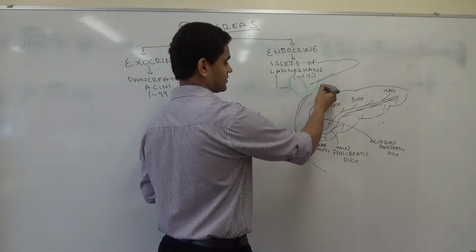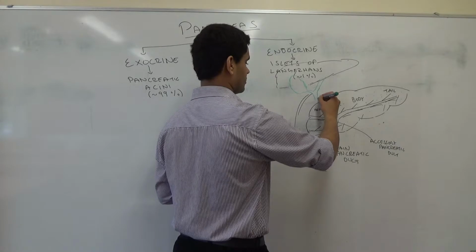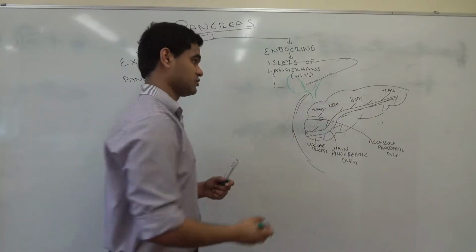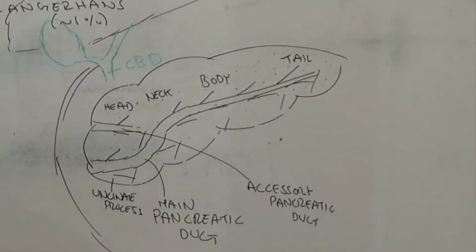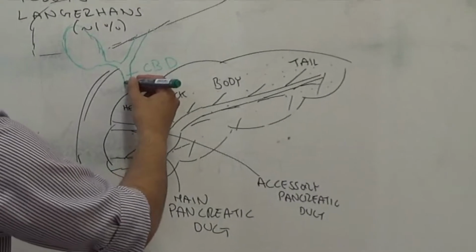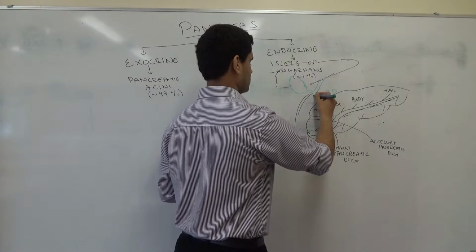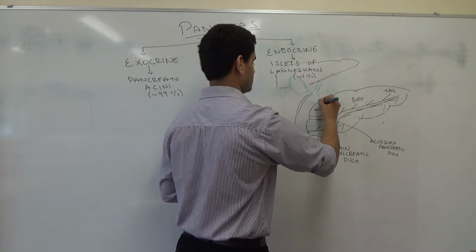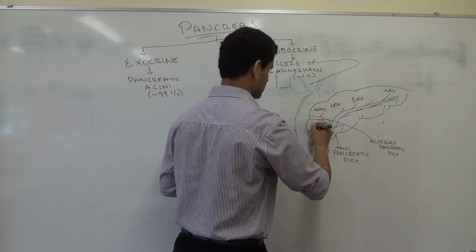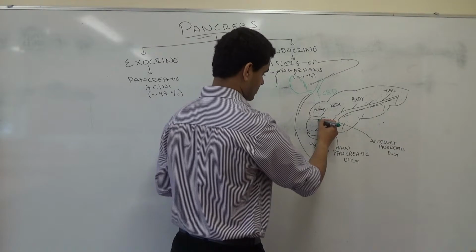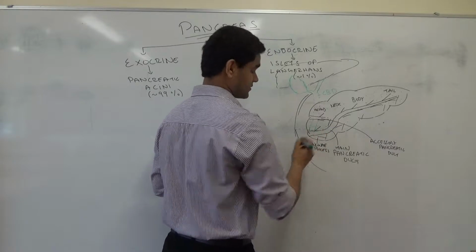And when this cystic duct and the hepatic duct join together, this is called the common bile duct, or CBD for short. Now, what the CBD does is that it travels behind the duodenum and the pancreas, but eventually it comes up and it goes behind the accessory pancreatic duct, eventually comes up and joins this main pancreatic duct.